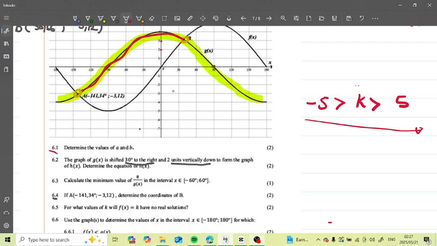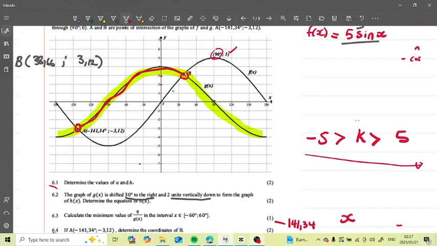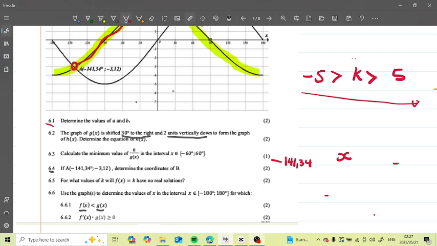Let's represent it in terms of x. Remember, I'm going to put my x in the middle. The lowest value should be this side, the highest value should be this side. And as mentioned, you always make reference to your intersection points. This intersection point is at x equals negative 141.34, and then the x at b we have found as positive 38.66.